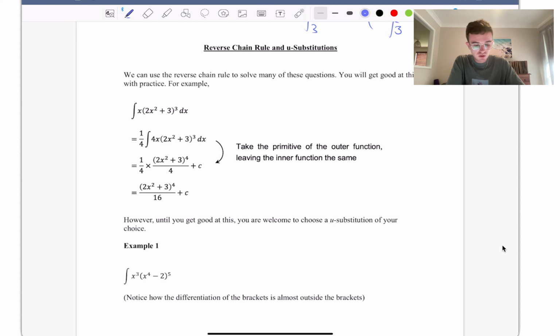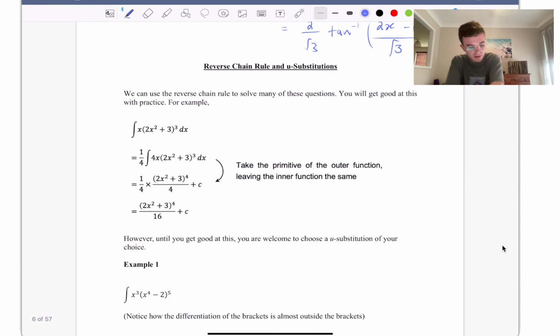Okay, today we're going to have a look at the reverse chain rule and u-substitution. We can use the reverse chain rule to solve many of these questions, and you'll get good at it with practice. For example, we might notice that the differentiation of this is 4x and it's almost outside the brackets, so we times it by 4 and times by a quarter at the same time.